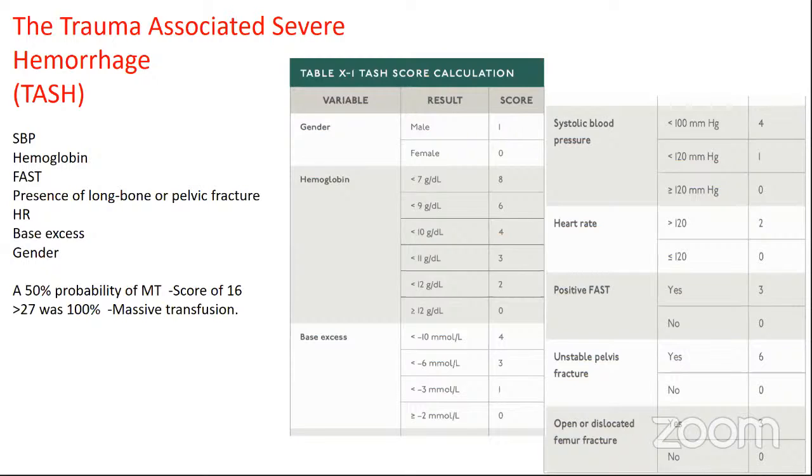So we calculate, and if the score is around 16, there is a 50% probability of ending up in a massive transfusion for this patient. If the score is more than 27, there is a 100% chance of the patient getting a massive transfusion. So that is about the TASH score.